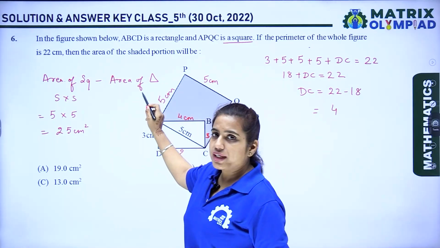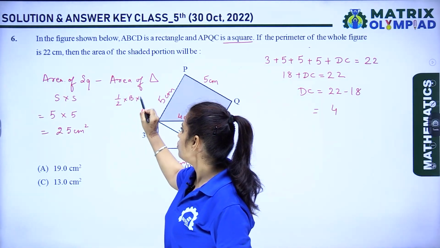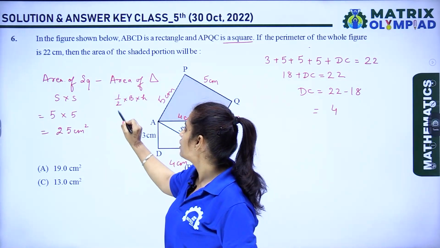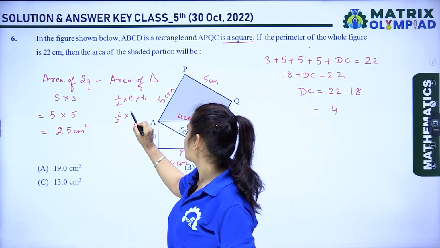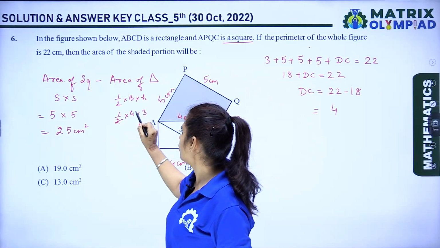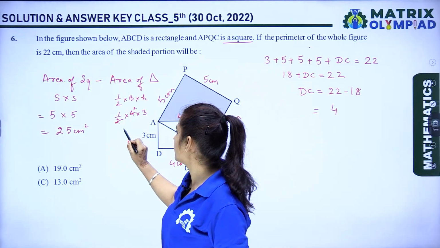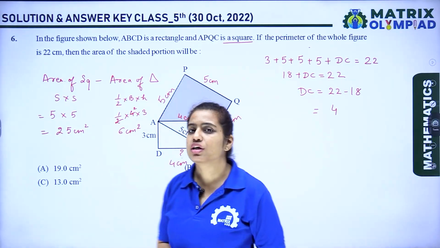Now area of the triangle is half into base into height. Half into base into height. Now here base is, we can say, 4 centimeter and height is 3 centimeter. So after doing the cancellation, we will get 6 centimeter square is the area of the triangle.